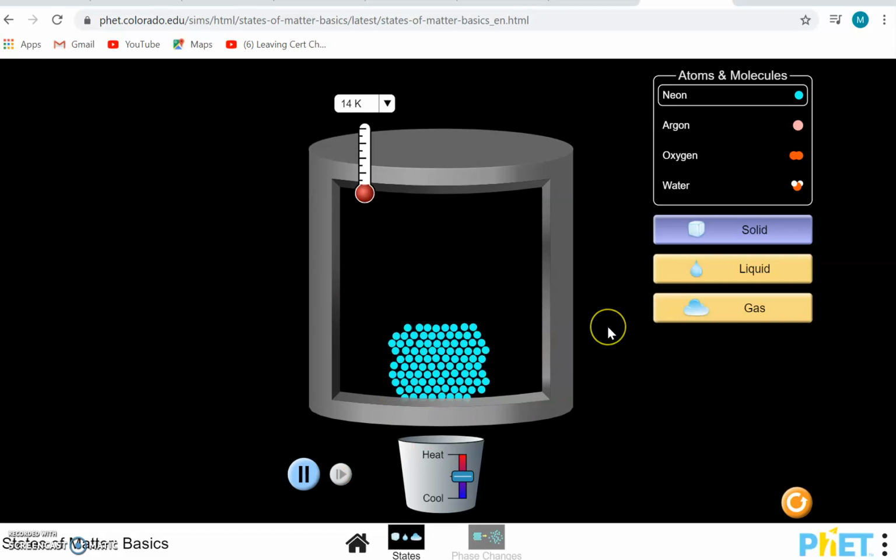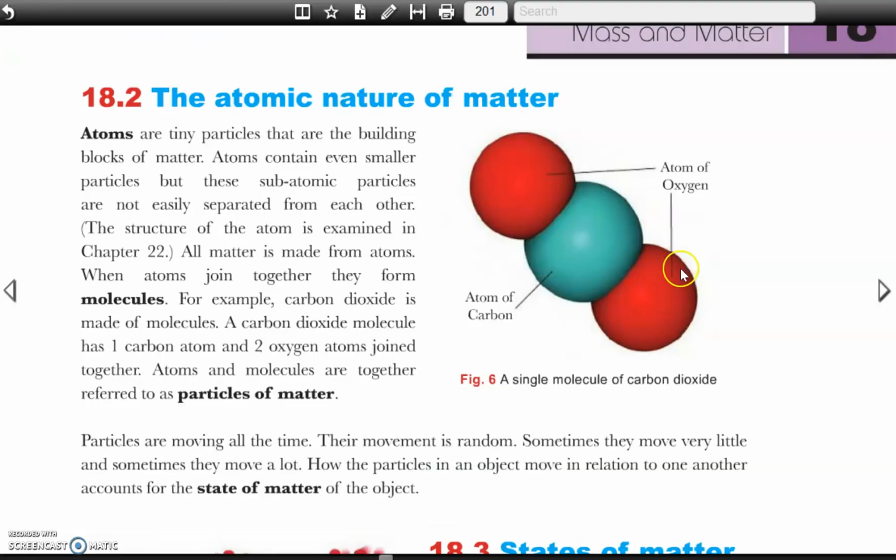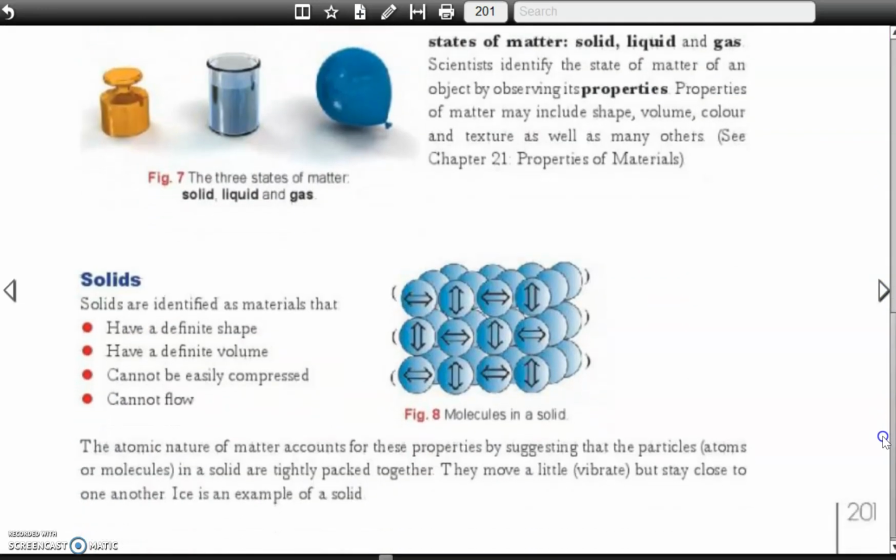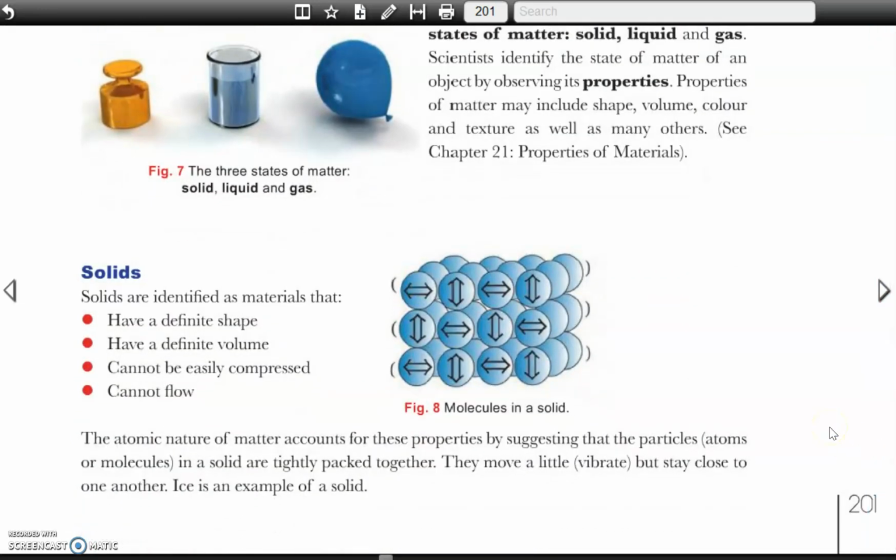Now we can have atoms in a number of different ways, and the way in which they're connected will lead to whether the state of the actual matter at that time is a solid, liquid, or a gas.